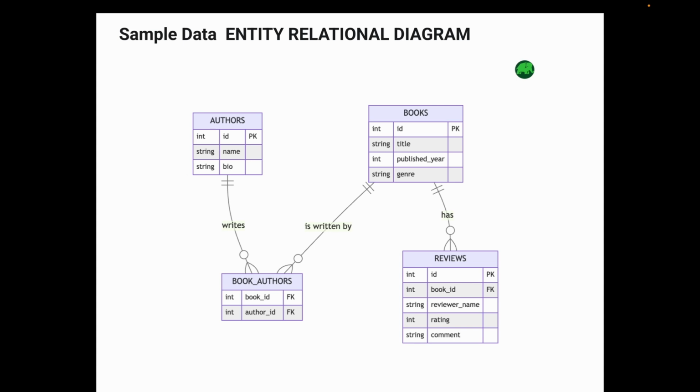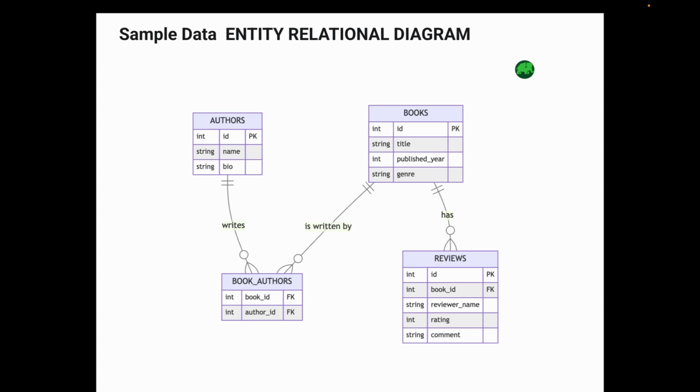Now let us break down the entities in our diagram. We have three main tables. The first table is the authors table. This table stores details about book authors, including the primary key, the author's name, and short biography. And also we have the books table. This holds book details, including primary key, the book's title, the year it was published, and the category of the book. And also we have the reviews table.